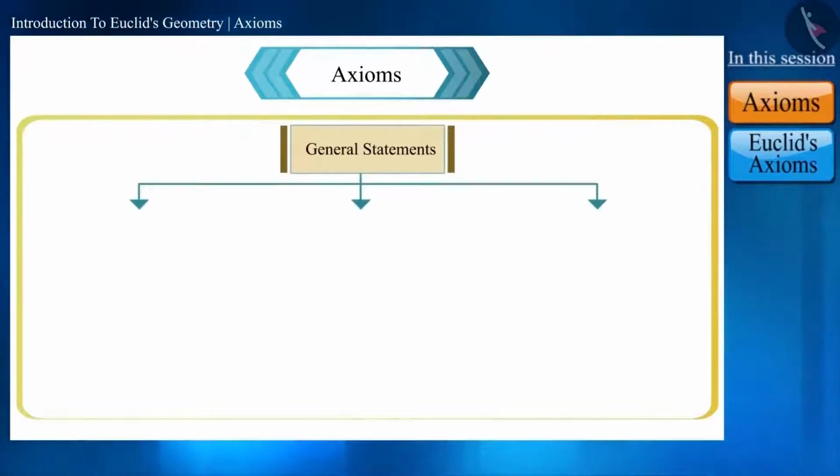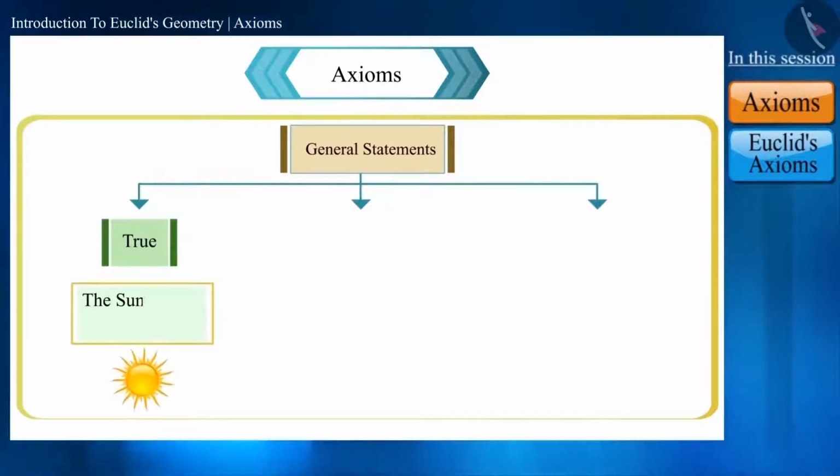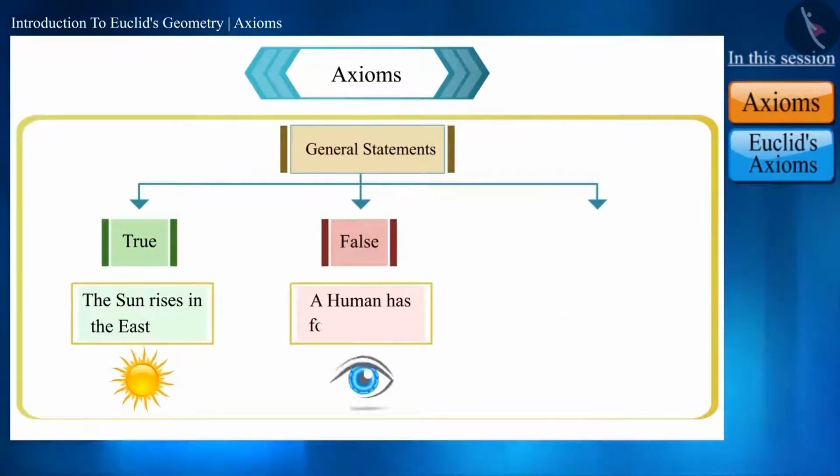Friends, there are generally three types of statements. One that is always true, such as the sun rises in the east. It is universally true. And the other which is always false, such as a human has 4 eyes.